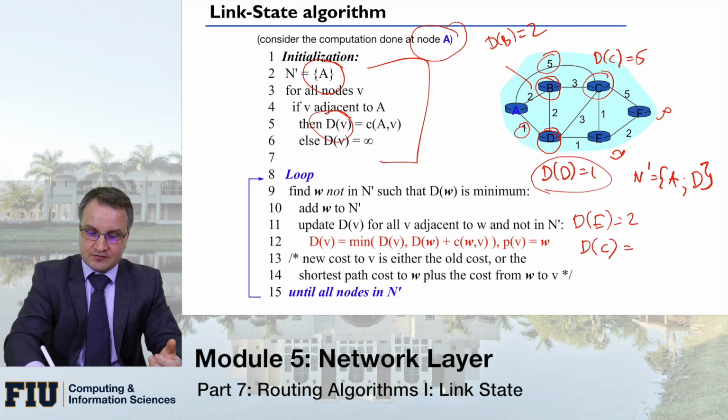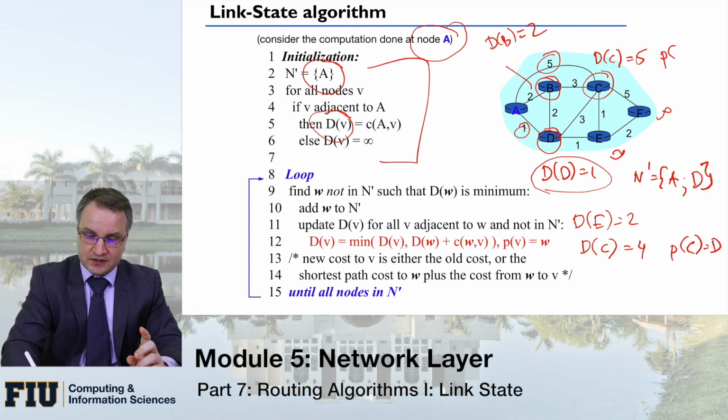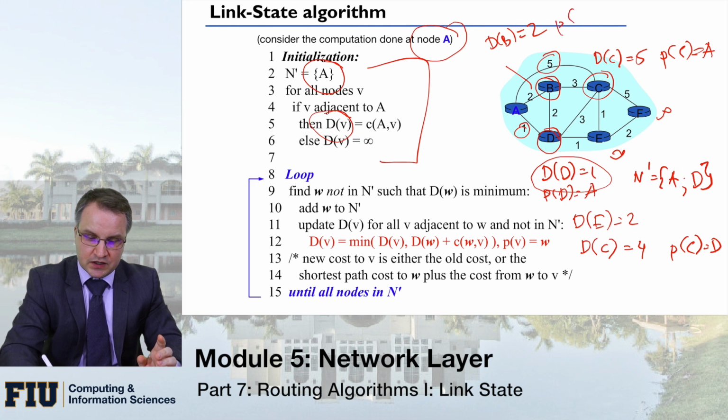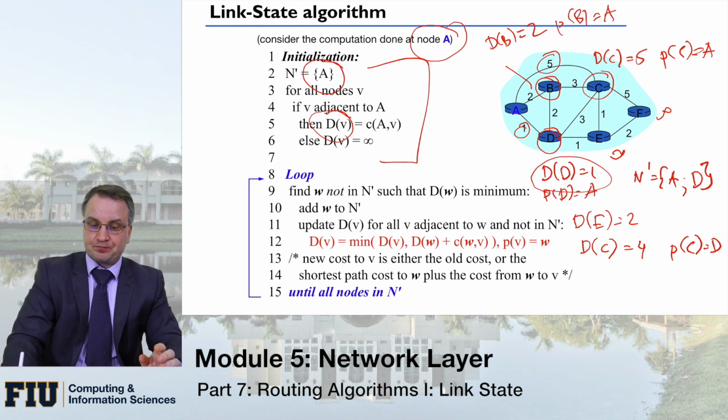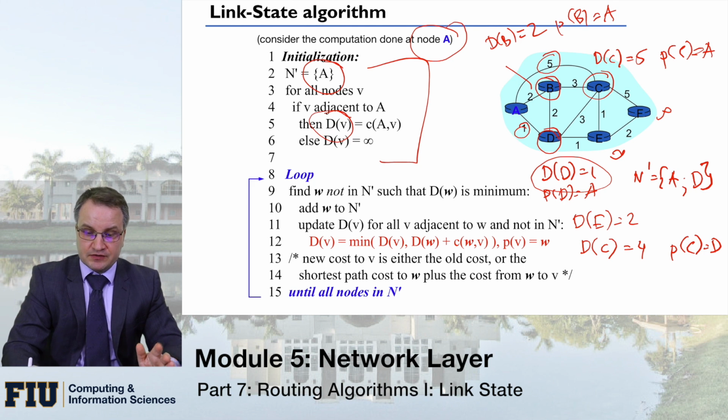So at this point, D of C is 4, and don't forget that we also need to update the P values. So P of C is now D, and initially P of C was initialized to A. For infinity we don't have anything anyway, and P of E is directly A, and this one is also the same, initialized to A. So that's the basic process. And we're done with this step, and we just go into the next iteration of this process.